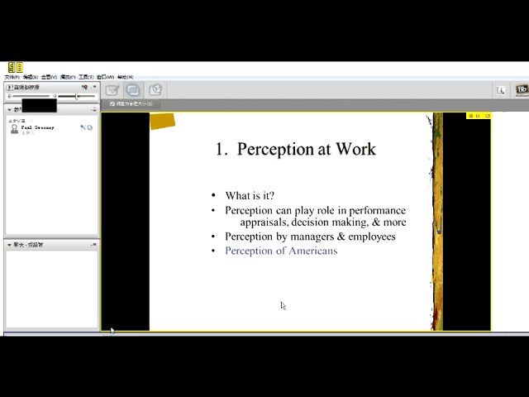So perception plays this role at a micro level. It plays a role when you jump up a level and look at managers and employees interacting. Even at an organizational level, certainly, but at a national level too, I want to prove the importance of perception. And I noticed that most people in class were Americans, but it doesn't matter. We could substitute the nationality and the same principles apply.